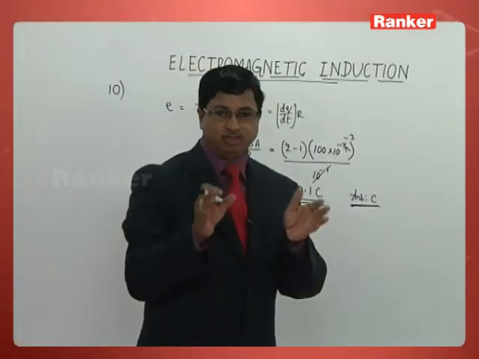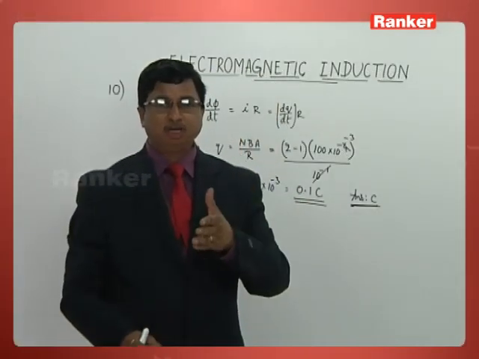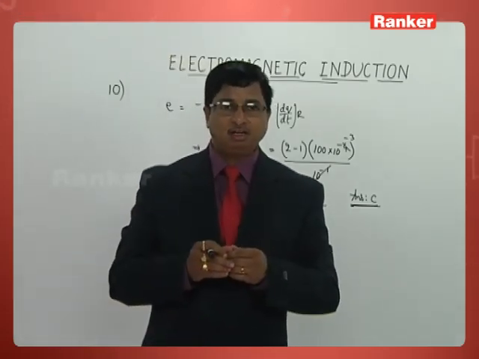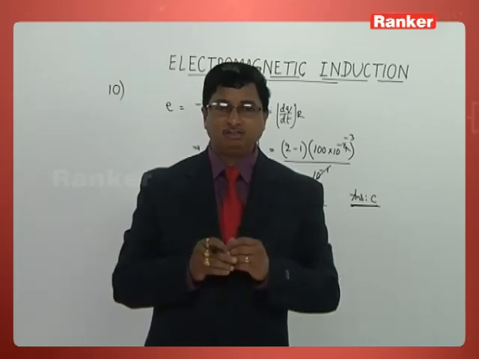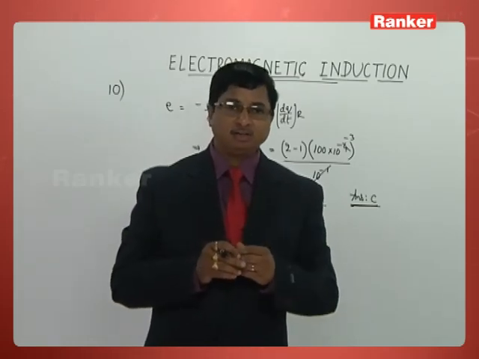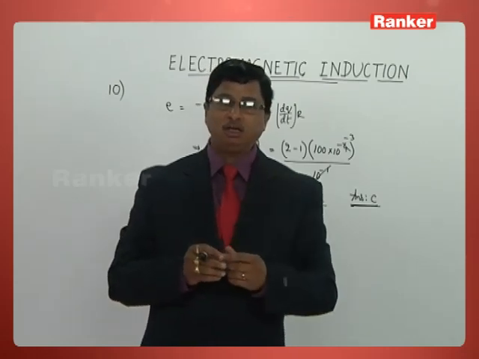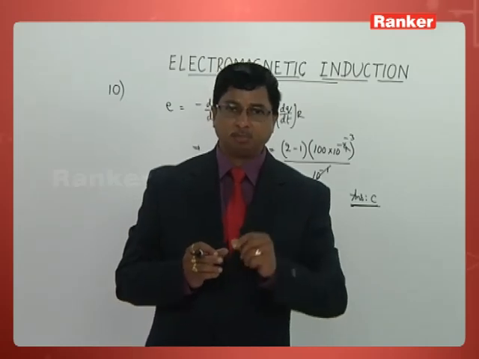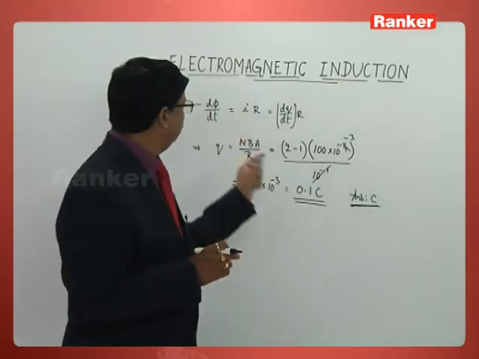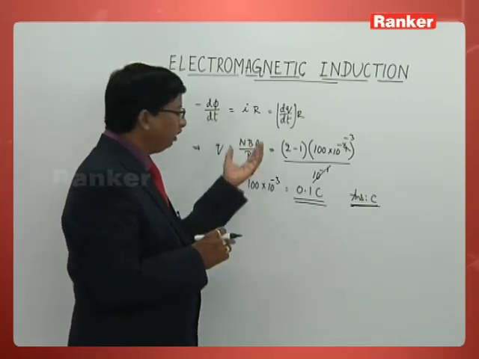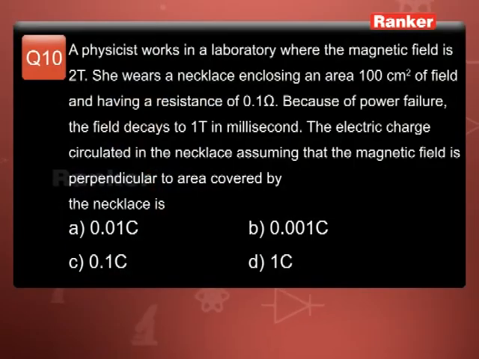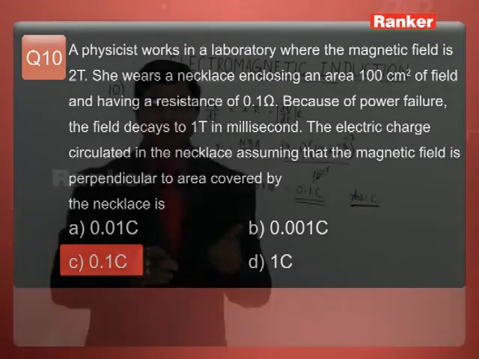The only thing is, the question is looking lengthy because he has described how she is wearing the necklace, what kind of necklace she is wearing, and how the magnetic field is varying in the system due to power failure and other things. So the problem is looking lengthy, but the common formula which we used in this chapter, as I have already told you, is this only. That only we write in different versions for answering different questions. So the correct answer for problem number 10 is C, which is 0.1 coulomb.